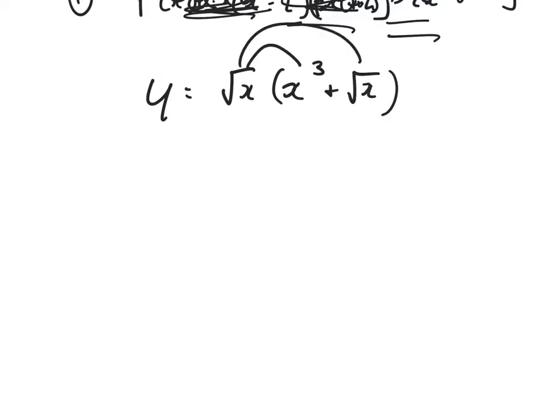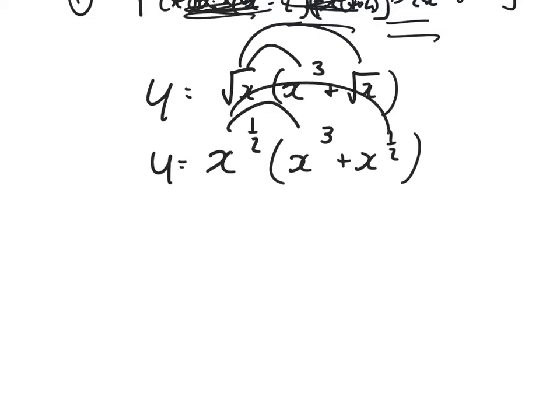Okay, let's try a couple that are a wee bit more complex. So we've got y equals the square root of x, times (x cubed plus the square root of x). So remember that whatever's in the bracket is multiplying what's outside the bracket. Okay, so first of all, let's change that root x to x to the half using my rules of indices, and also do so in here.